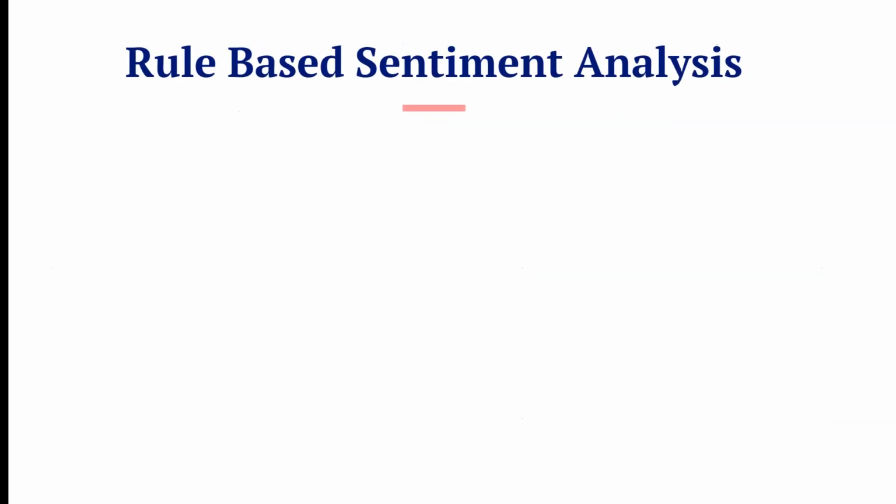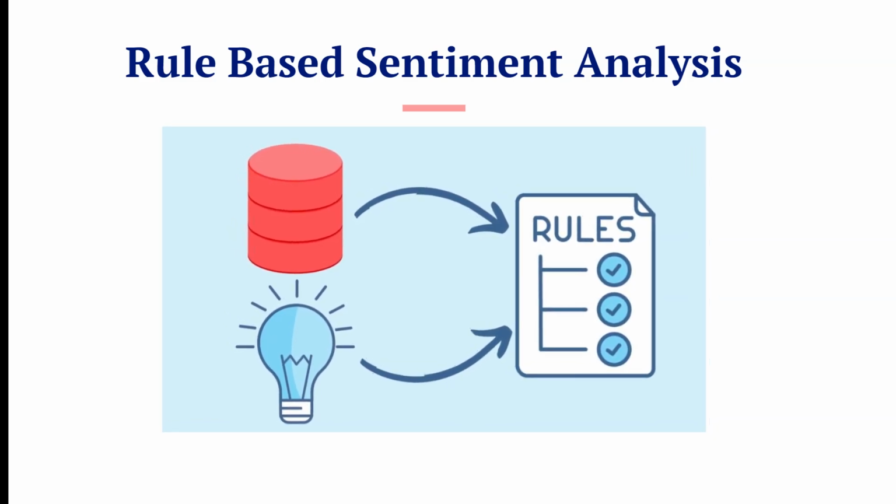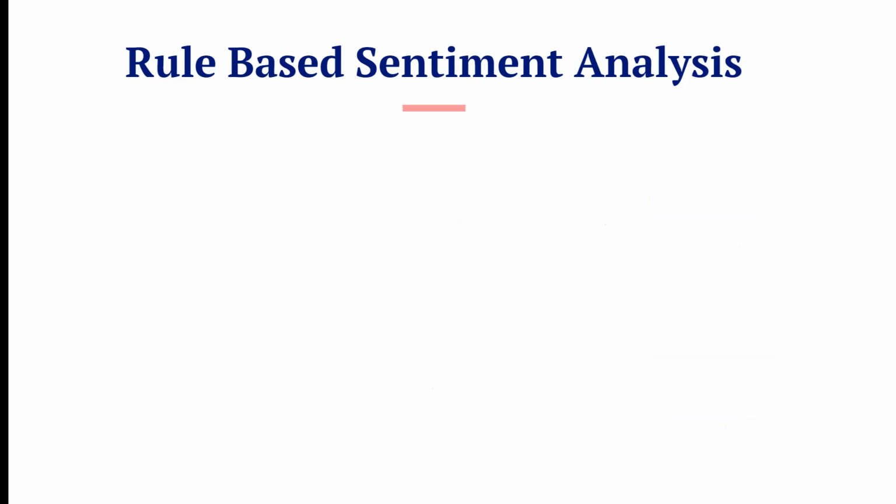Rule-based sentiment analysis relies on a set of manually defined rules to classify the sentiment. These rules are often based on predefined dictionaries of positive and negative words, as well as simple grammatical structures. For example, words like good, excellent, and amazing are flagged as positive. Words like bad, terrible, or poor are marked as negative. Rule-based sentiment analysis is simple to implement and transparent due to explicit rules, but it struggles with complex sentences, sarcasm, context-specific meanings, and scalability as text volume increases.